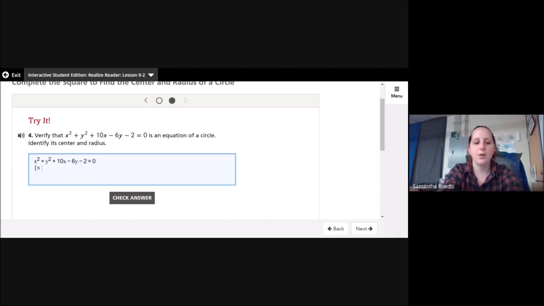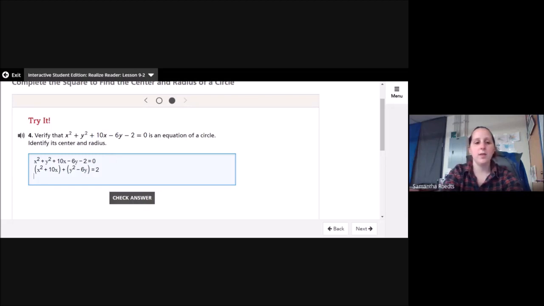Now I'm going to group my x's together and then my y's together. So y squared minus 6y. And I'm going to move that negative 2 to the other side. Okay. Now I'm going to go ahead and complete the square for each of these.